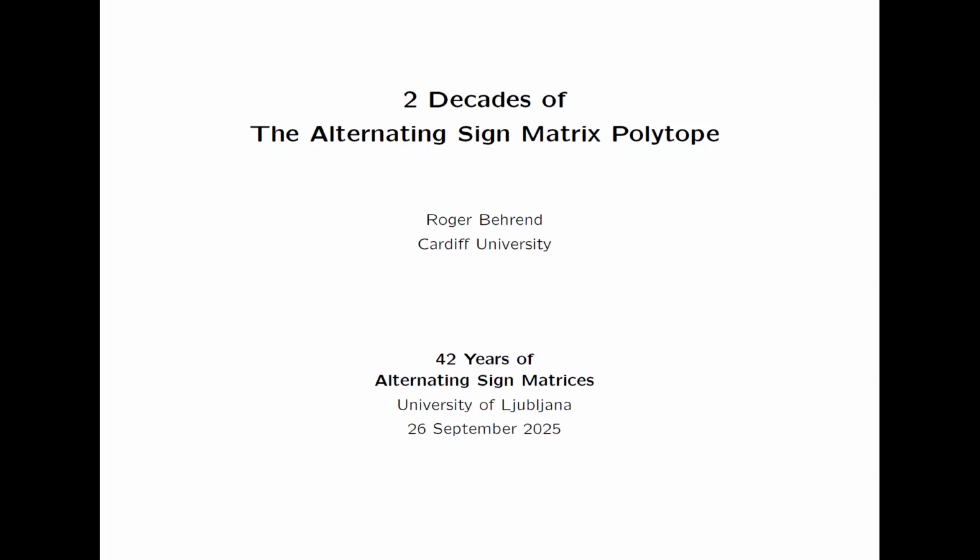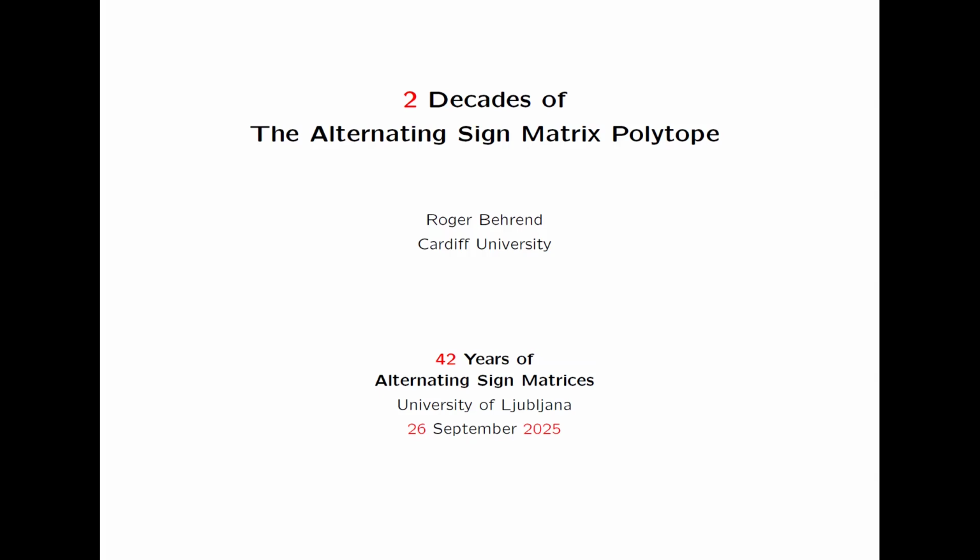The slide that we're looking at now has got 4 numbers on it: 2, 42, 26, and 2025. It's therefore my serious duty, given the topic of this conference, to interpret each of these numbers in terms of numbers of alternating sign matrices. If you factorize them into prime factors, you'll find they've all got small prime factors, which is good news.